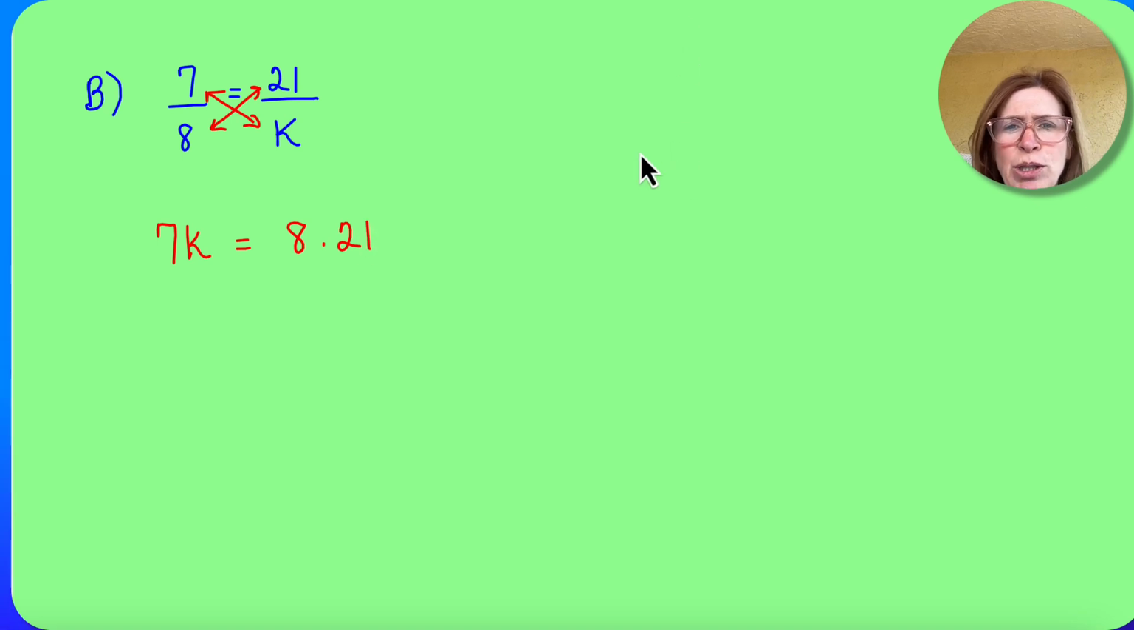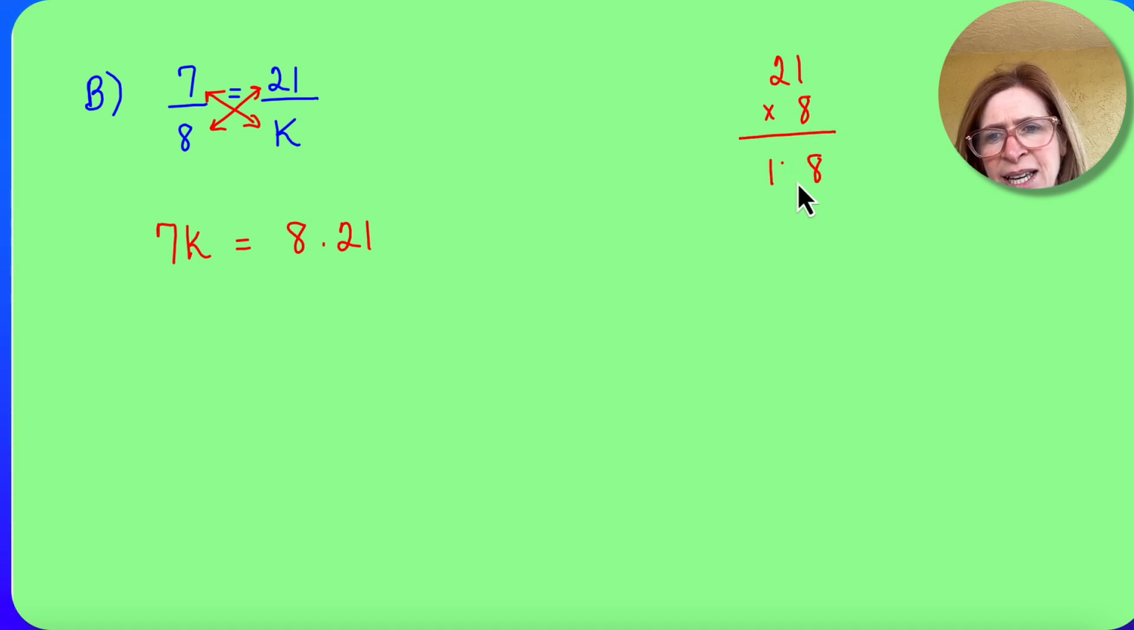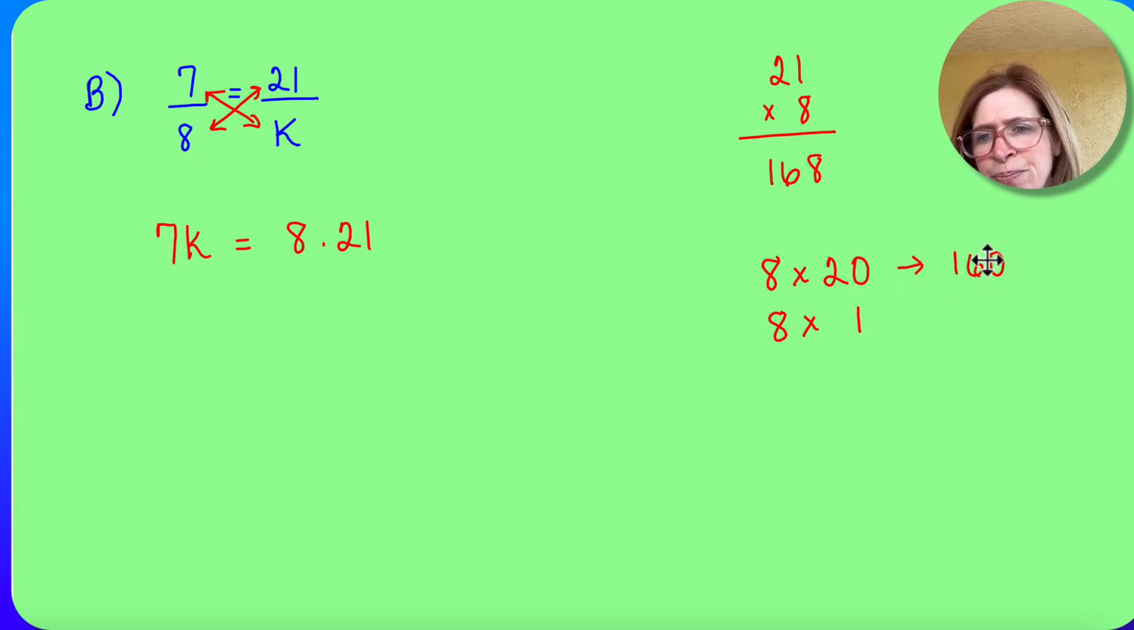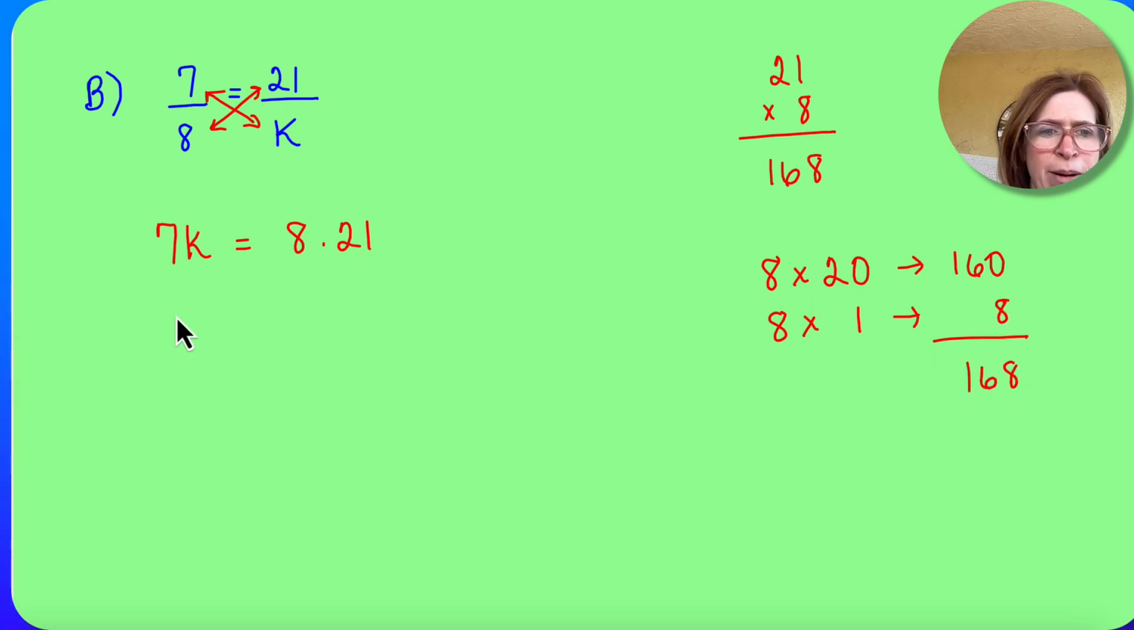All right, I'm going to do the multiplication a couple of different ways here. I could do 21 times 8 and use the algorithm. 1 times 8 is 8, and 8 times 2 is 16 and get 168. Or I could do 8 times 20 and 8 times 1 and add them. So 8 times 20 is 160, 8 times 1 is 8, and add them together and it'll give you 168. So 2 ways to multiply those numbers. So now I have 7k equals 168.